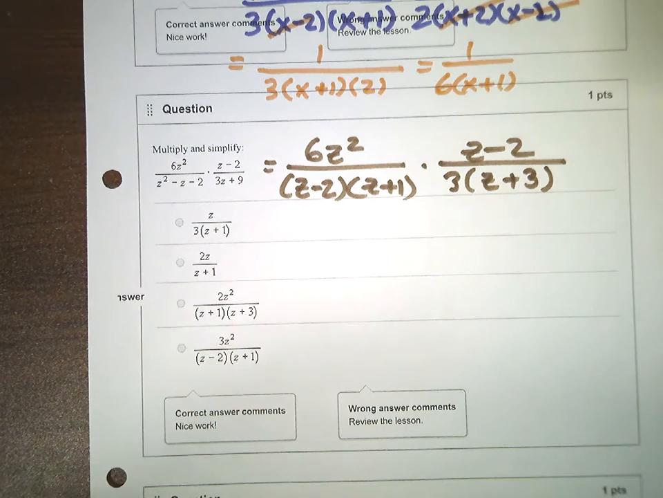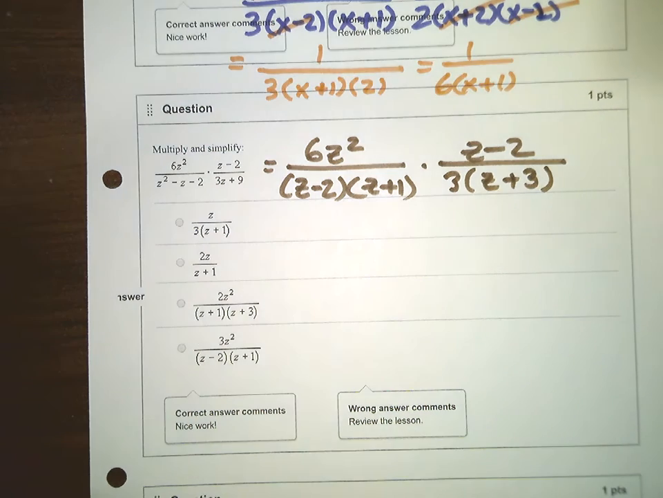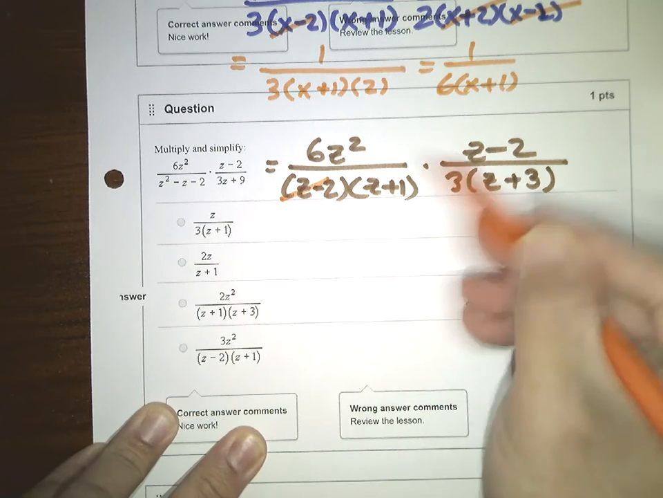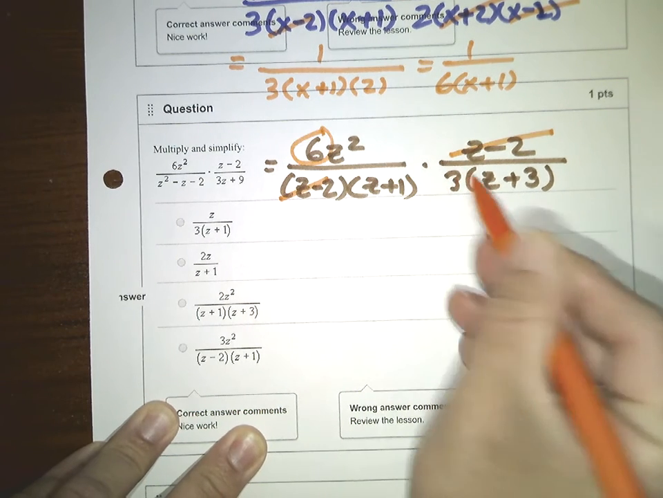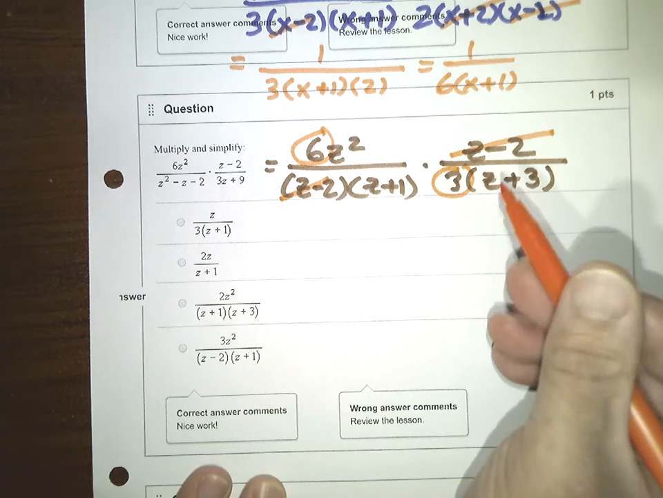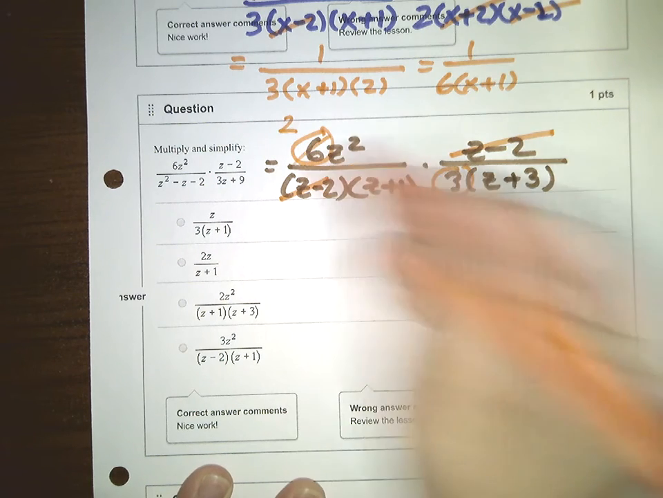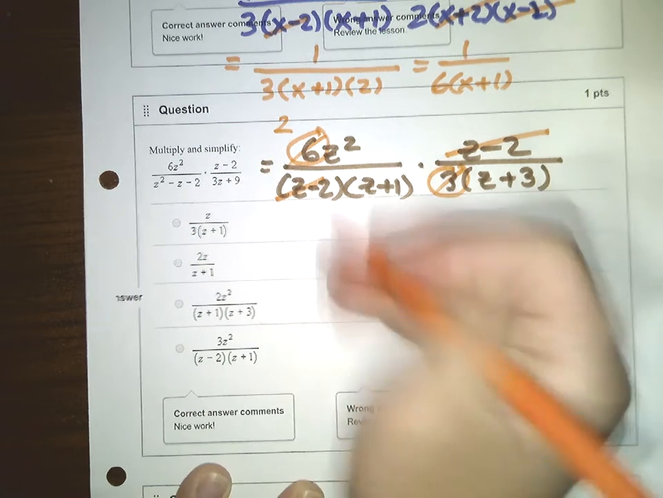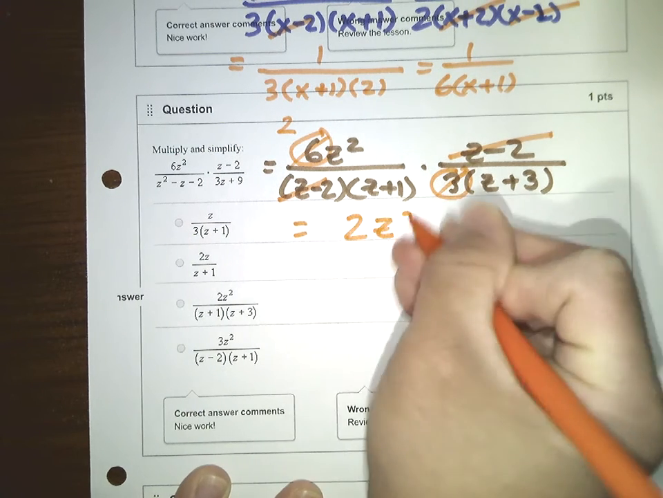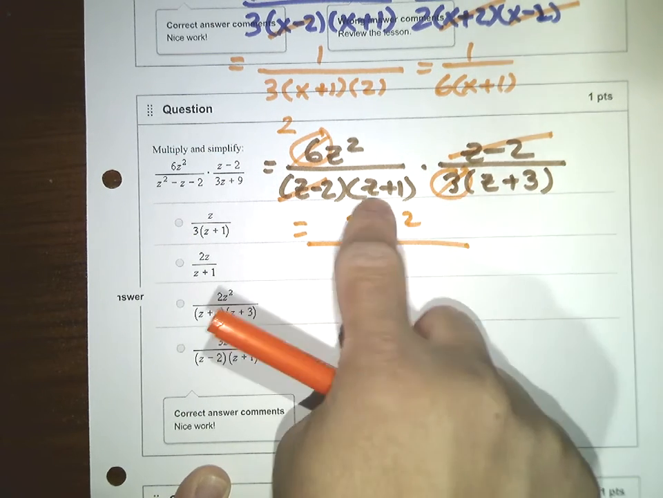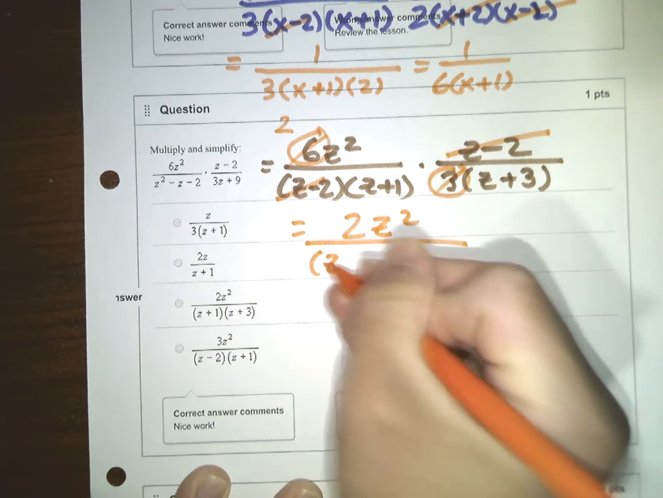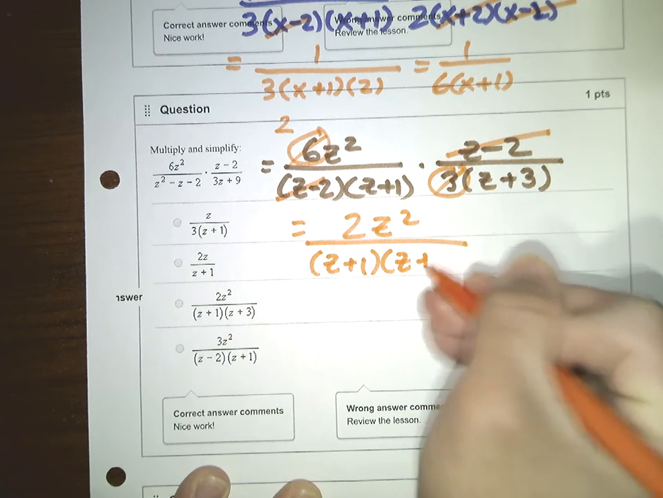And then I can divide out the common factor of z minus 2, and then I know 6 divided by 3 is 2, so if that's 2, then I really have in the numerator 2z squared over, and in the denominator, z plus 1 times z plus 3.